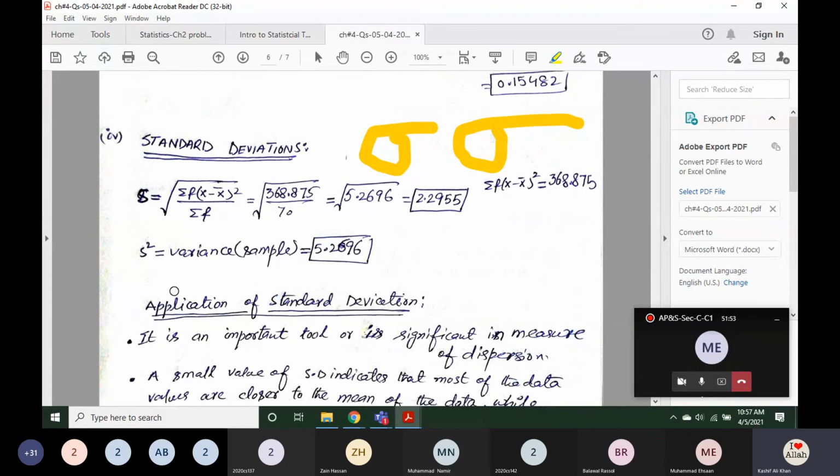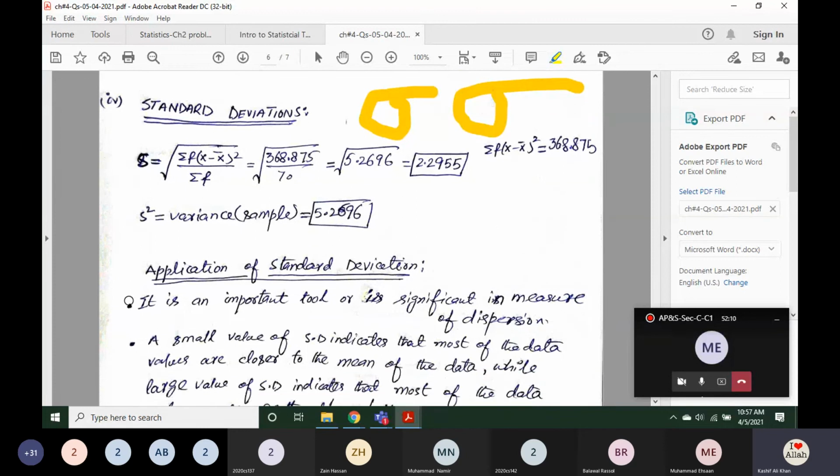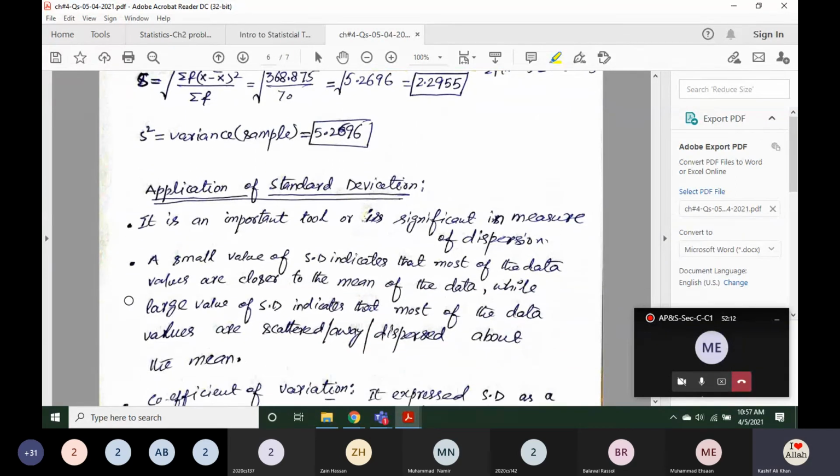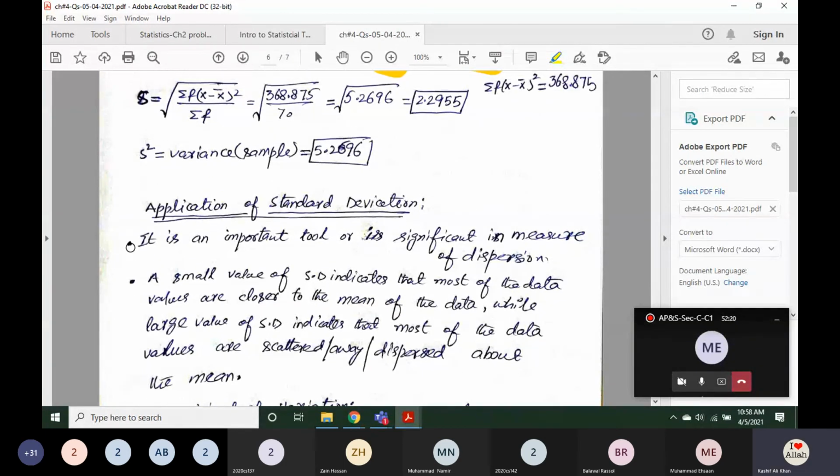Now, applications of standard deviation. What are the applications of the standard deviation? So the first application is that it is an important tool, or is significant, in the measure of dispersion. So note that it is a very, very important tool in measuring the dispersion.